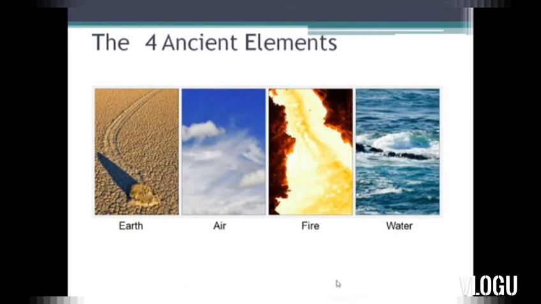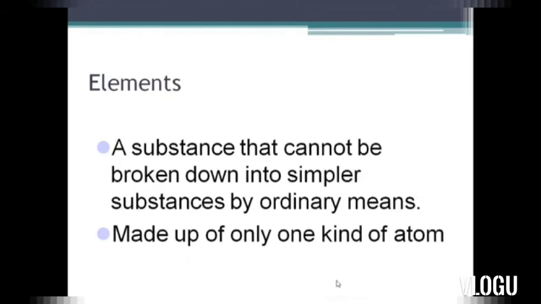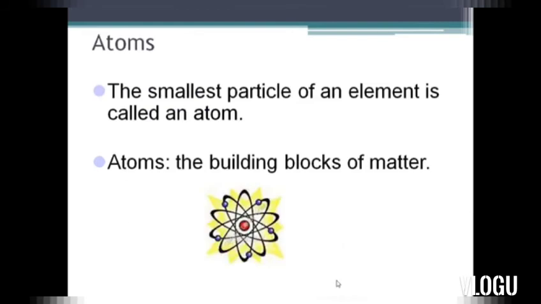Now, we have the four ancient elements. We have earth, air, fire, and water. Elements are substances that cannot be broken down into simpler substances by ordinary means, made up of only one kind of atom. So yung nakita po natin na mga elements, meron lang silang isang katangian na pinoportray. Meron lang na distinct sa kanya.